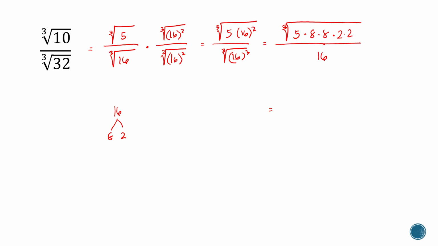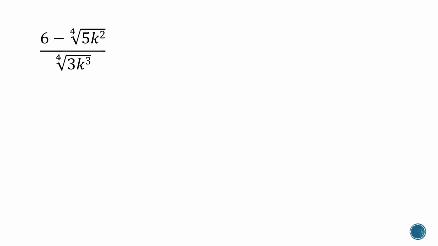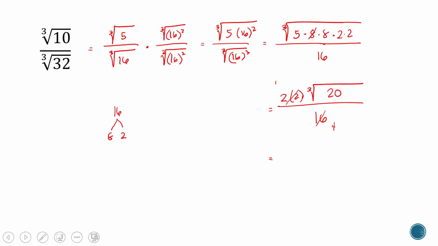And what is the cube root of 8? It's positive 2. What is the cube root of another 8? That's positive 2. And then the cube root of 5 times 2 times 2 is equal to 20 over 16. Of course, we can simplify that: 2 times 2 is 4, and 4 over 16 is equal to 4. So the final answer is going to be the cube root of 20 over 4.